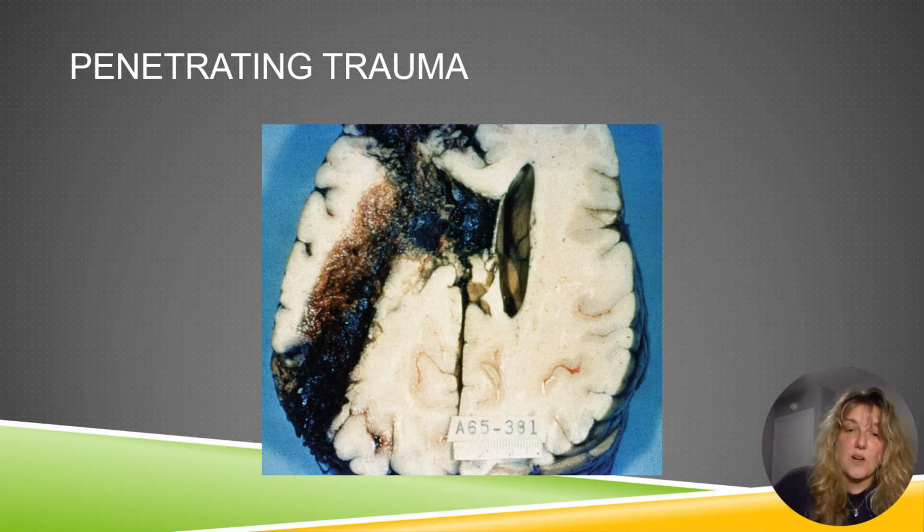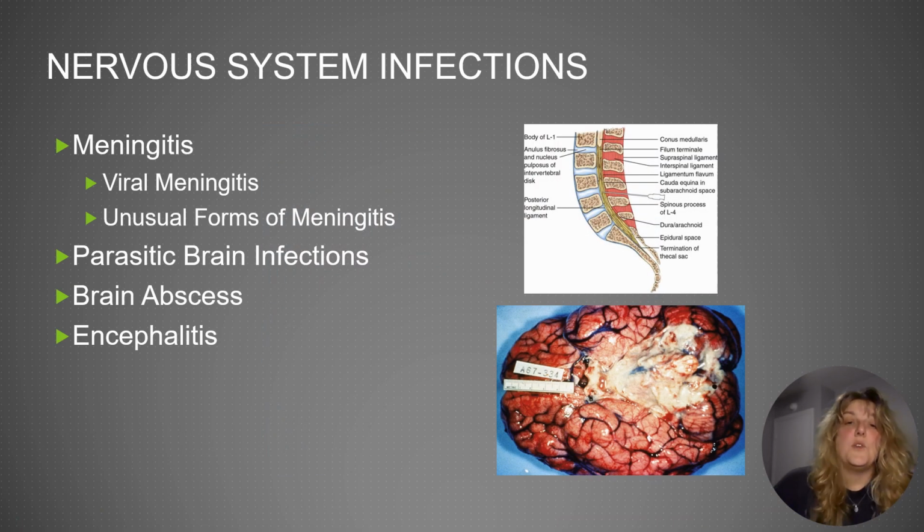You can have penetrating trauma, and you can have infections that impact the nervous system, specifically meningitis. Meningitis and encephalitis present very similarly, but National Registry will always go toward meningitis. So just expect meningitis on your test. You will hardly ever see encephalitis come up. But meningitis can be viral. There are unusual forms of meningitis that can occur, but they are out there.